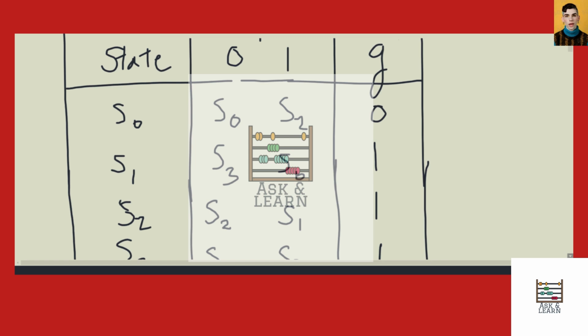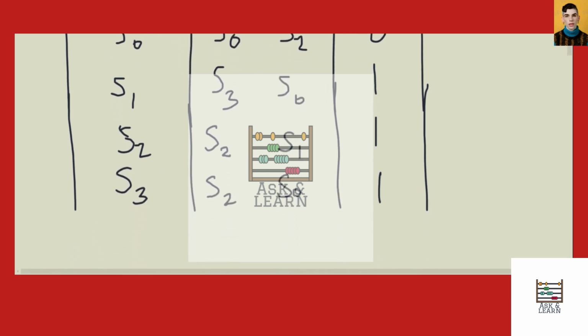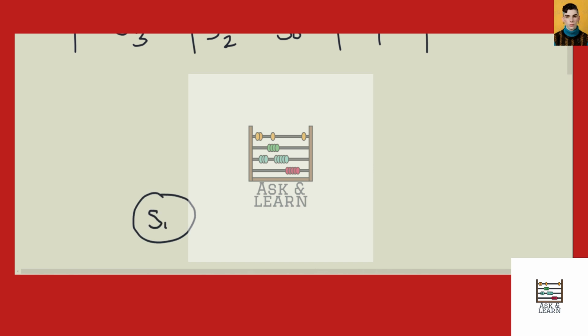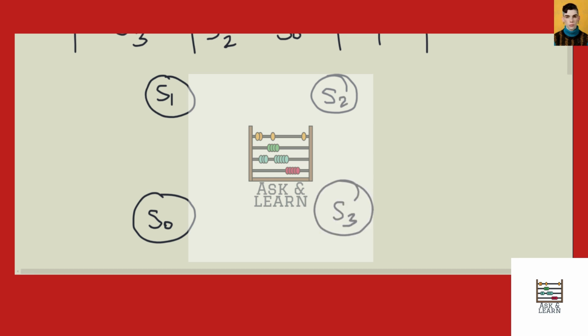So first of all, notice that on the left side of the table we have all the states. So we have states S0, S1, S2, and S3. So we're going to make a node for each state, S0, S1, S2, and S3. I'm going to draw them in a square shape like this. Now, we're going to assign S0 as the start state.